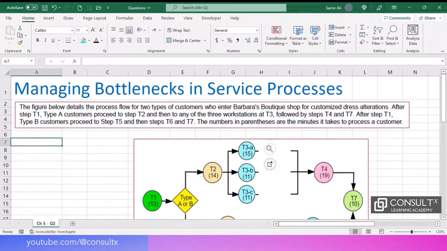Okay, here we are with question 2, chapter 5, managing bottlenecks and service processes. The figure below details a process flow for two types of customers who enter Barbara's boutique shop for customized dress alterations. After step T1, type A customers proceed to step T2 and then to any of the workstations at T3. So it's T1, T2, and any of the workstations at T3 over here, followed by steps T4 and T7. Then you go to T4 and end up in T7.